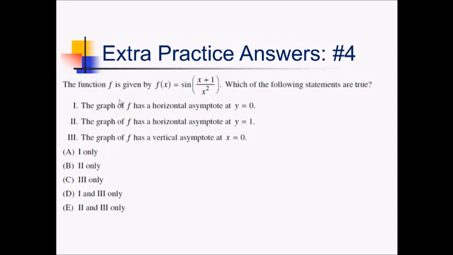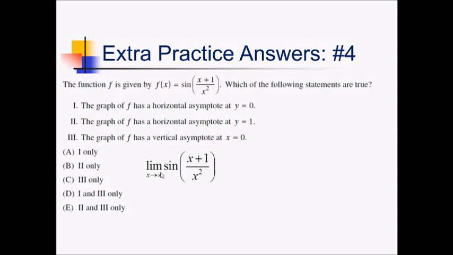So we have: the graph has a horizontal asymptote at 0 or 1. Those probably aren't both true, and you'll notice there are no answer choices that have options 1 and 2 both in them. And then we have option 3, vertical asymptote at 0. All right, well, let's deal with the horizontal asymptote first. That should at least narrow it down a little bit. So we need the limit as x approaches infinity of this stuff.